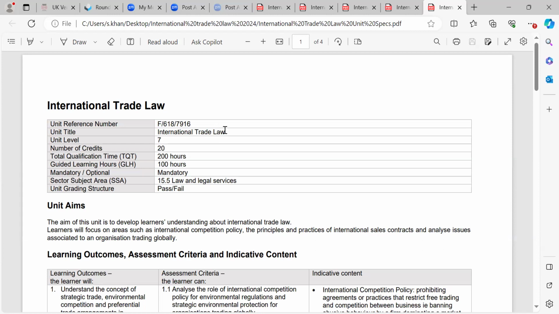The international trade unit is a level 7 unit, and it's 20 credits. The aim of the unit is to develop the learners' understanding about international trade law. Learners will focus on such things as competition policy, the principles and practices of international sales contracts, and analyse associated issues to an organisation trading globally.